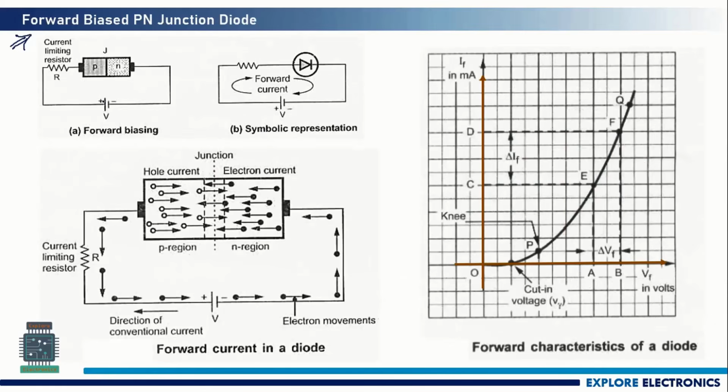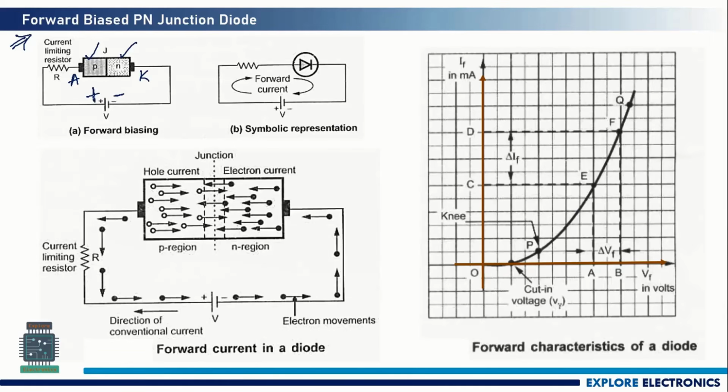What happens in the forward bias condition? The voltage applied to the junction will be like this. Positive terminal of the supply is connected to the anode. Negative terminal of the supply is connected to the cathode. As we know, this n region will have a majority of electrons which are negatively charged. This p region will have a majority of holes which are positively charged.